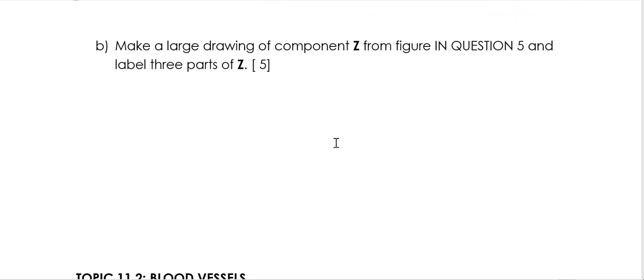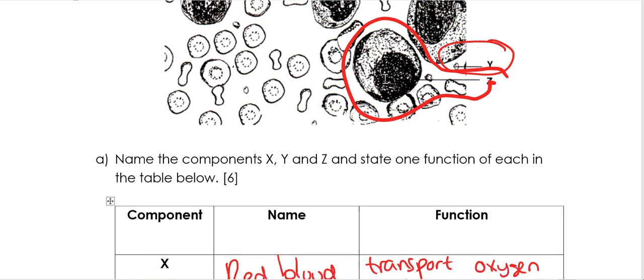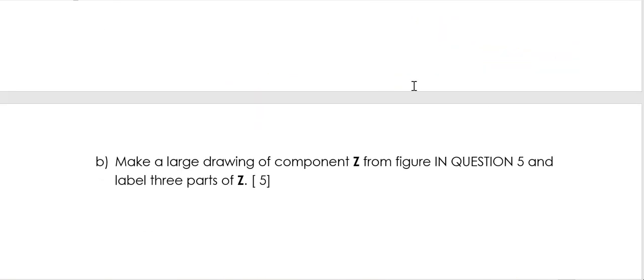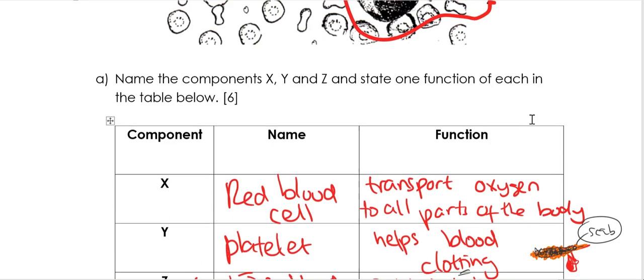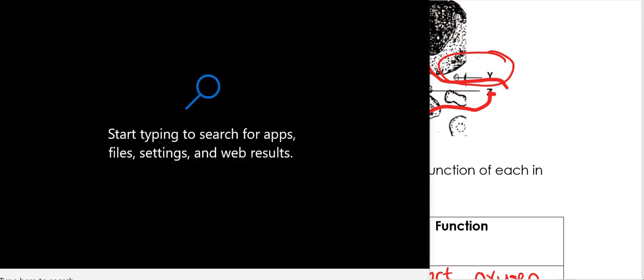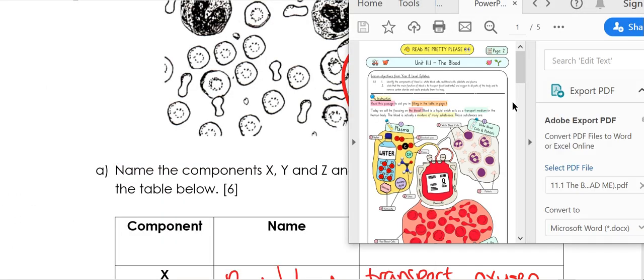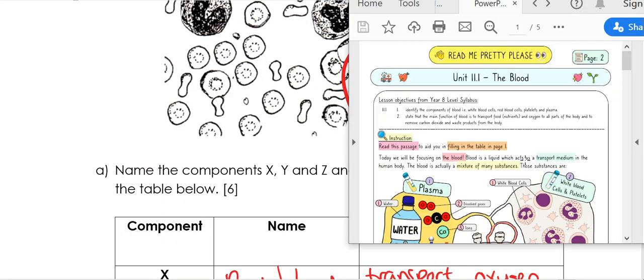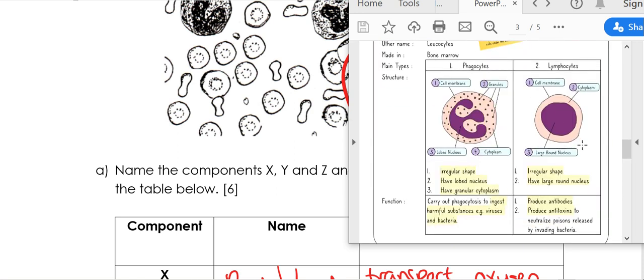Okay, now we have to make a large drawing of component Z. So component Z, where is that? It's this guy right here. It's a white blood cell that I keep making a mistake on. And then label the parts of Z. If we look at its picture right here, and if you still have the notes that I asked you, I think it was the blood passage. Yeah, it's this one. If you remember this worksheet that I gave to you, I have given you drawings and labelings.